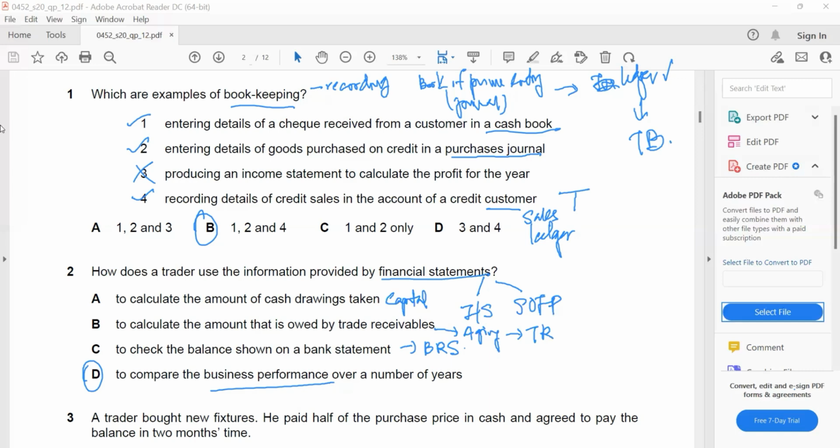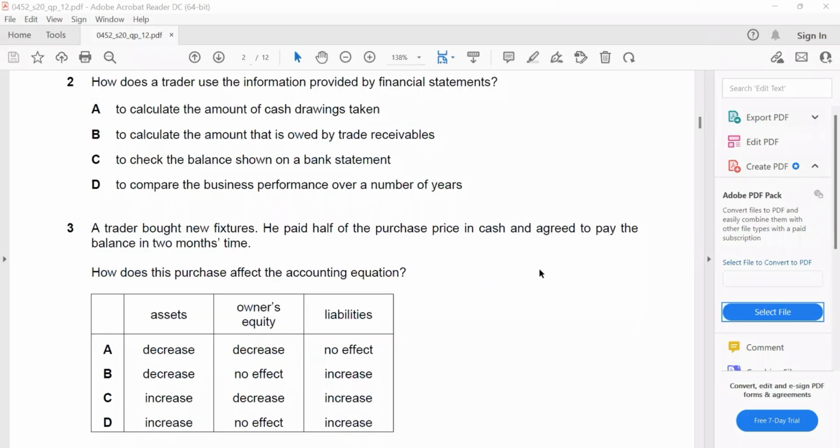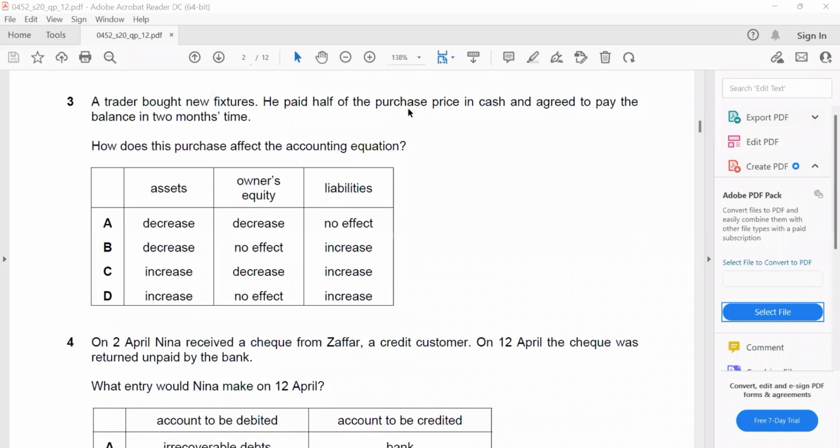Okay, next, continue. Okay, question number 3. A trader bought new furniture. He paid half of the purchase price in cash and agreed to pay the balance in 2 months' time. That means half paid, half not paid. And this is new furniture. New furniture is a non-current asset.